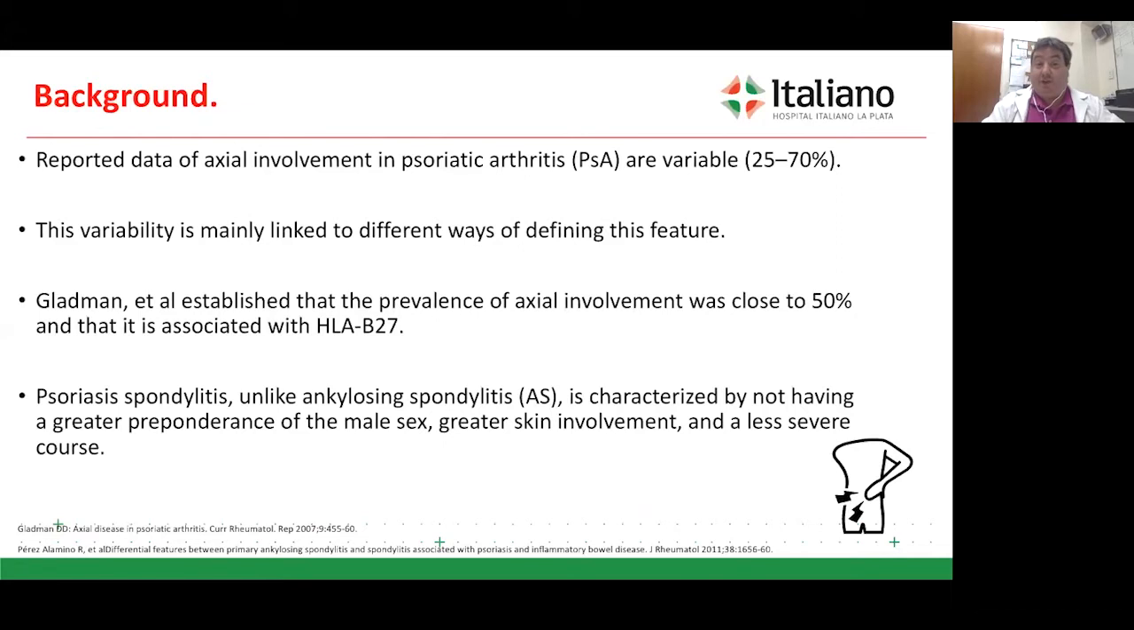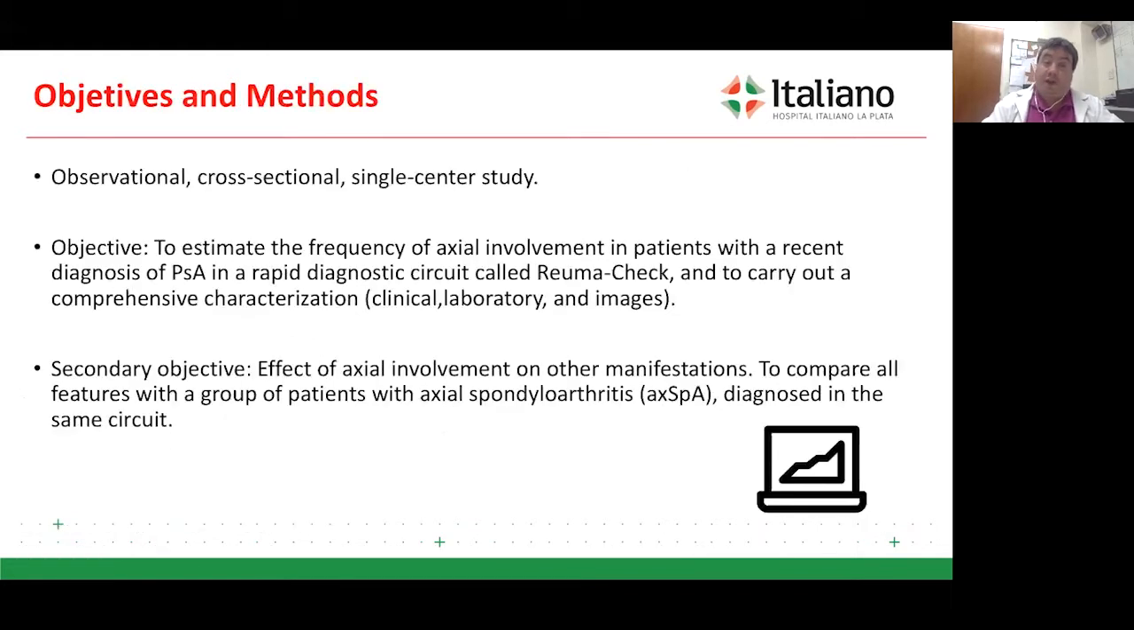Reported data of axial involvement in psoriatic arthritis are variable. This variability is mainly linked to different ways to define this feature. Gladman established that the prevalence of axial involvement was close to 50%, and that it is associated with HLA-B27. Psoriatic spondylitis, unlike ankylosing spondylitis, is characterized by not having a greater preponderance of male sex, greater skin involvement, and less severe course.